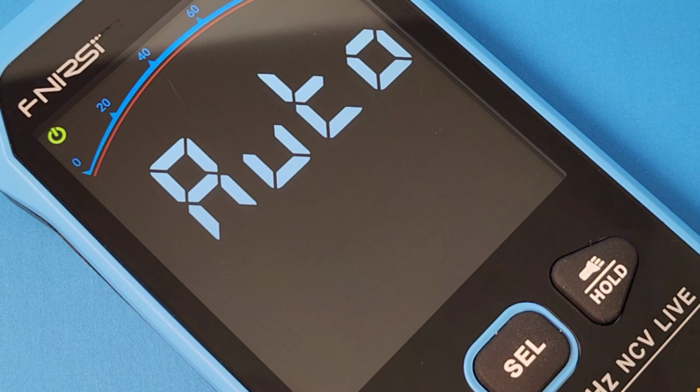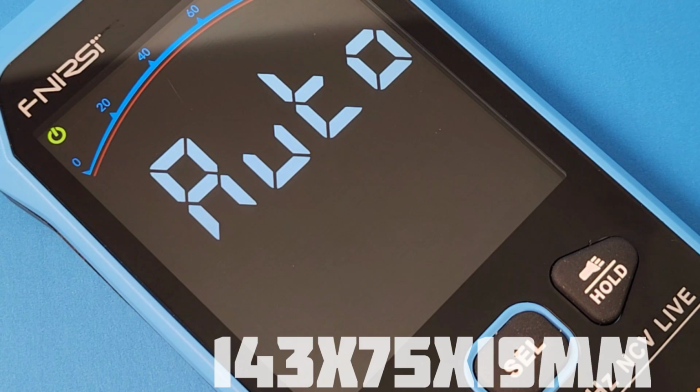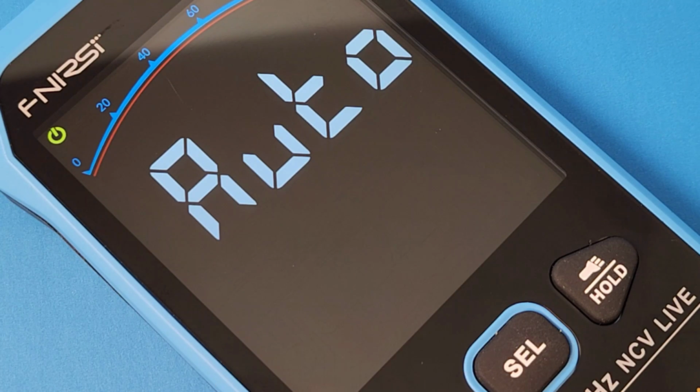Font as well, a little chunky, funky. I like it. Not too small, not too big. In fact, it fits perfectly on that display. And speaking of display, 10,000 counts, or 9,999 display itself. Unit is 143 by 75 millimeters and 19 millimeters in width, so not big at all.